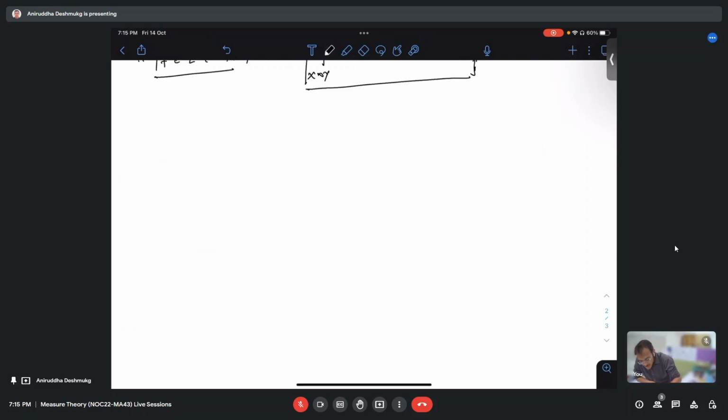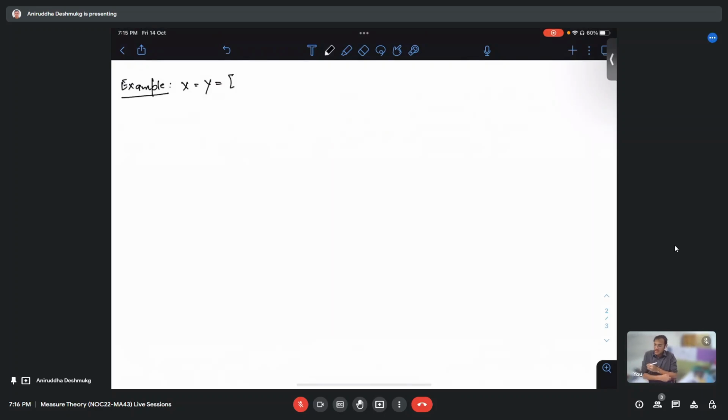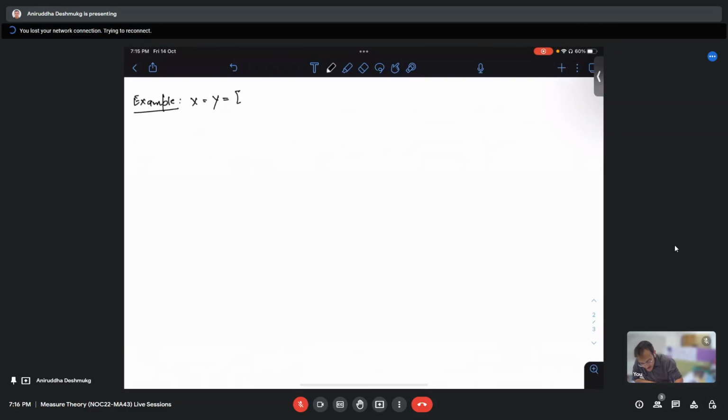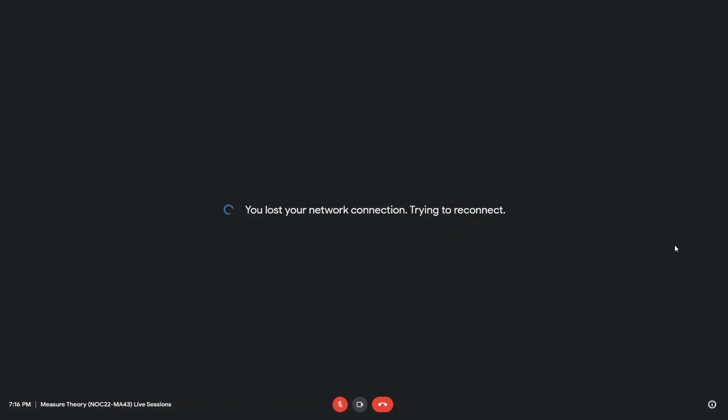For this, what we are going to do is, let us look at x and y, both are from -1 to 1, and well, the sigma algebras are both 0 to 1.